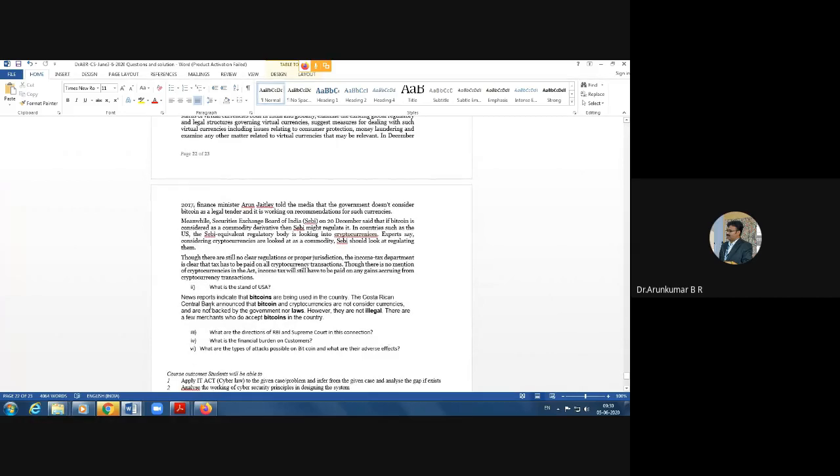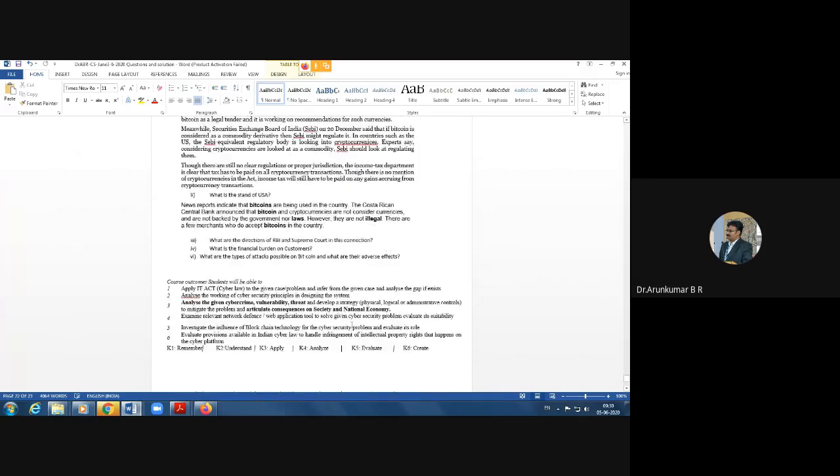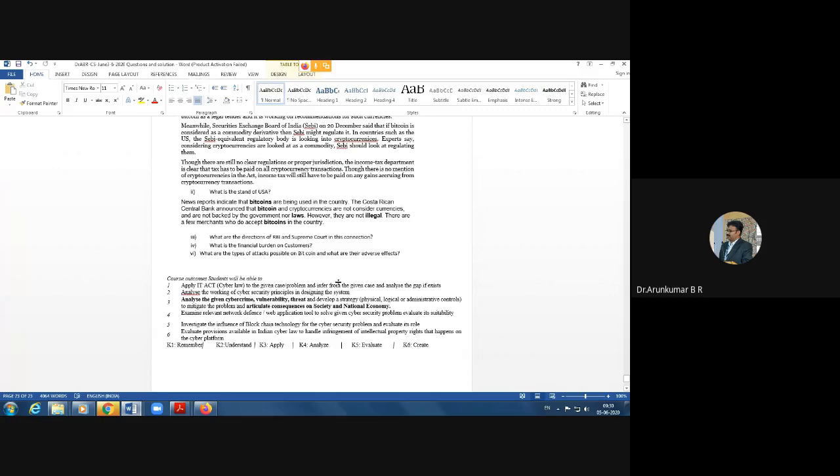In the USA, Bitcoins are being used in this country. The central bank announced Bitcoin cryptocurrencies are not considered as currencies and are not backed by the government nor laws. However, they are not illegal in the USA. There are a few merchants who do accept Bitcoins in the country. So these are some of the questions.